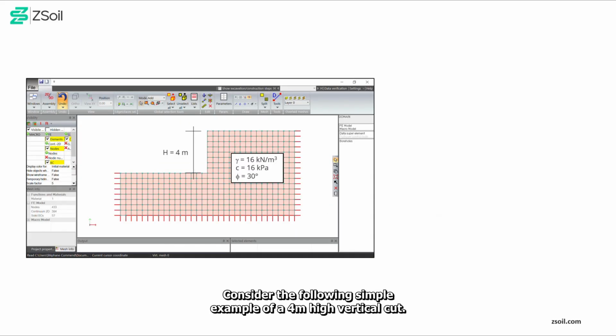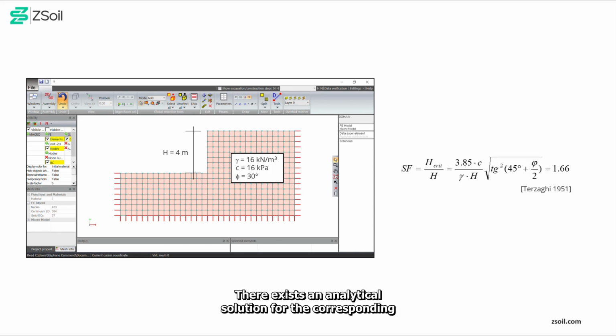Consider the following simple example of a 4-meter-high vertical cut. The unit weight of the soil is equal to 16 kilonewton per cubic meter. The cohesion is equal to 16 kilopascals, and the friction angle equal to 30 degrees. There exists an analytical solution for the corresponding safety factor derived by Terzaghi, which results in 1.66.